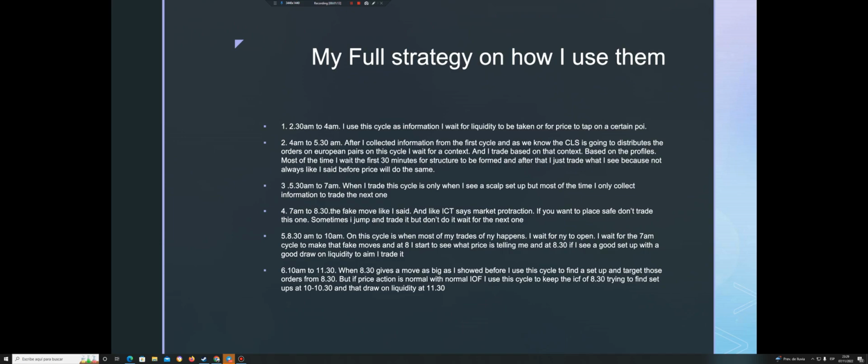because not always, like I said before, price will do the same. So I can't explain to you a strategy that is going to happen all the time. I'm telling you what the purpose of every cycle is and how I trade. Okay, now I'm telling you what are the cycles I trade.